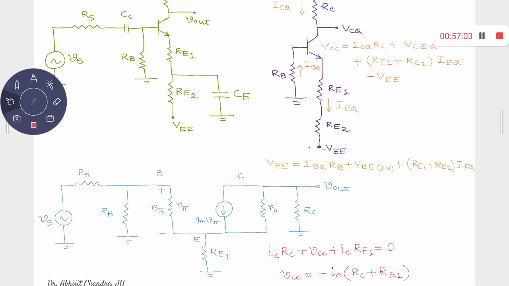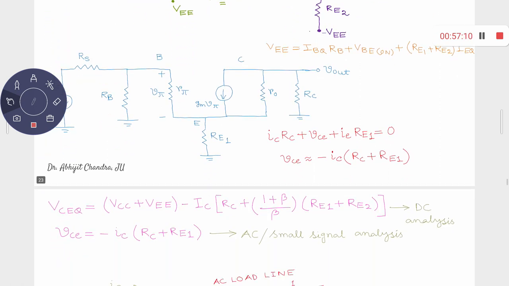And what is the relation between IC and IE? IC is equal to alpha times IE. Right. Alpha times IE. That means (1 plus beta) by beta. So that is the final expression. VCEQ is equal to VCC plus VEE minus IC times (RC plus ((1 plus beta) by beta) into (RE1 plus RE2)).